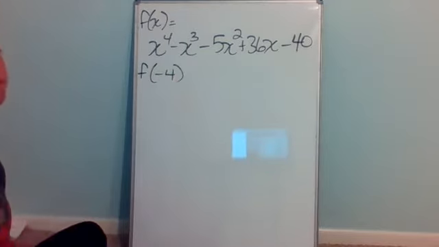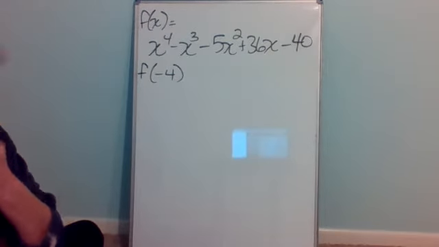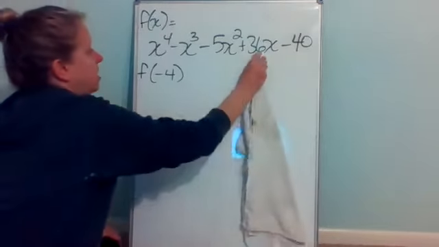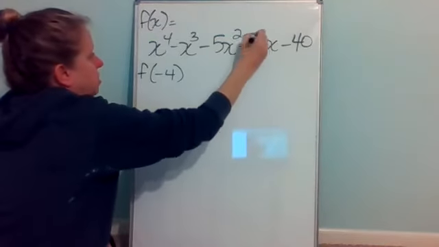Miss Hanson, your 36 should, on my paper, it has 38x. Oh, you're right. I don't have my glasses. Thank you. I can't see. Thank you. That would have messed up the whole thing.